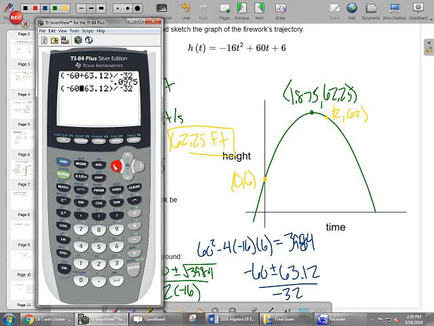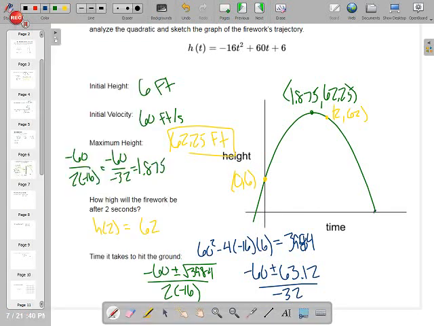Come on. We'll make this a minus sign, and hopefully we find a time that actually means something to us. There we go. About 3.85. So we'll say 3.85 seconds, the height is 0. So in 3.85 seconds, the firework will land on the ground.